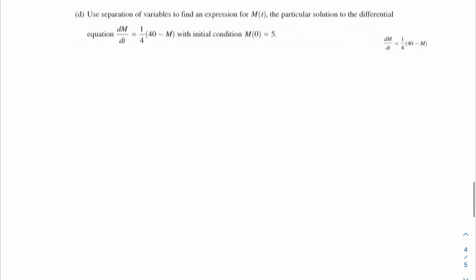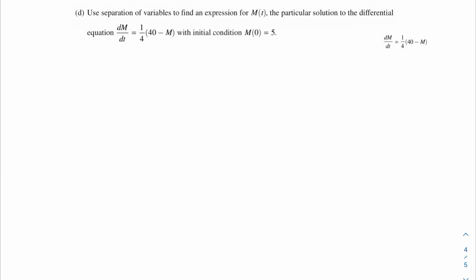Moving on to the next problem, we're being told to use separation of variables to find an expression for m of t, the particular solution to the differential equation dm over dt is equal to 1/4 times 40 minus m with initial condition m of 0 is equal to 5. Okay, separation of variables. So the name is pretty straightforward. We're separating any variables that have an m on one side, and we're separating any variables that have a t on the other side. Okay, so right now we have a dm on this side and an m on that side, so we're going to want to fix that up a little bit.